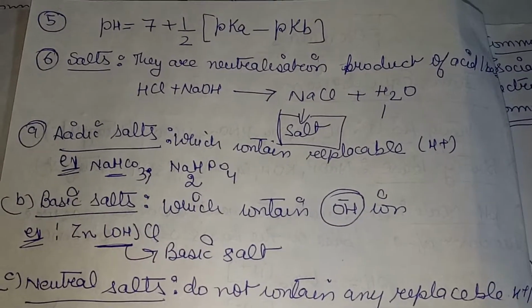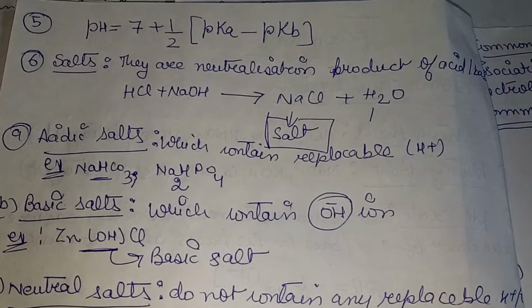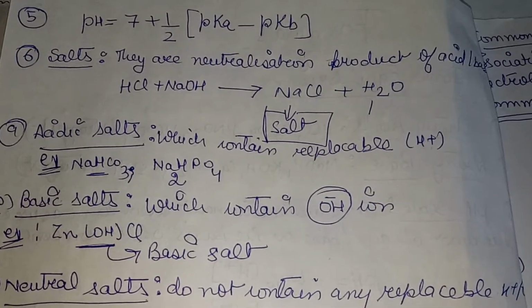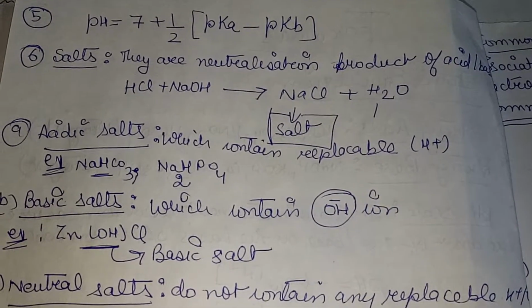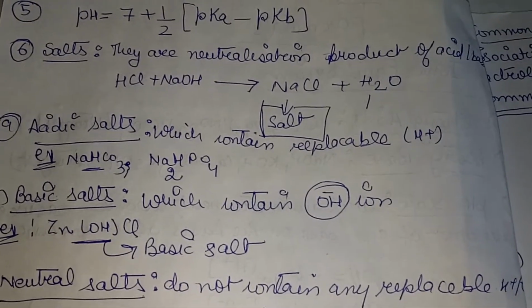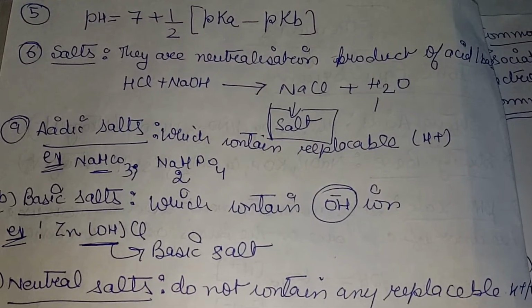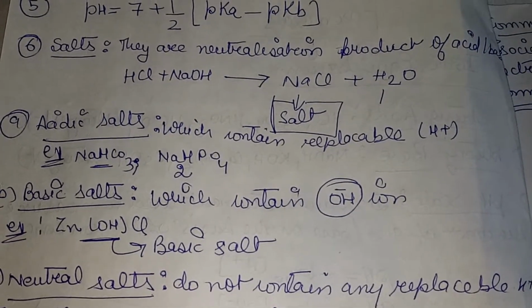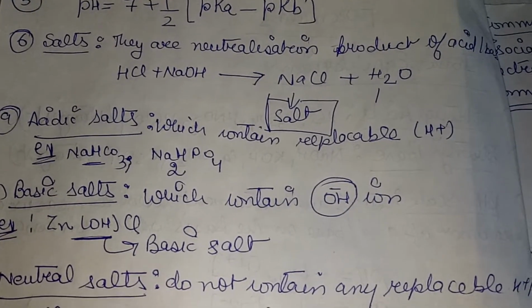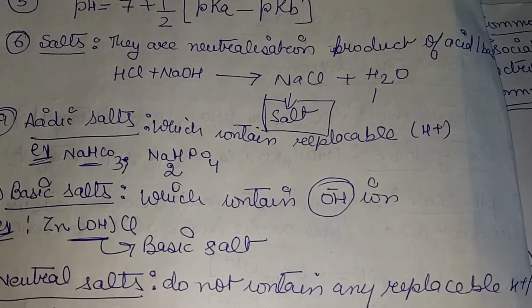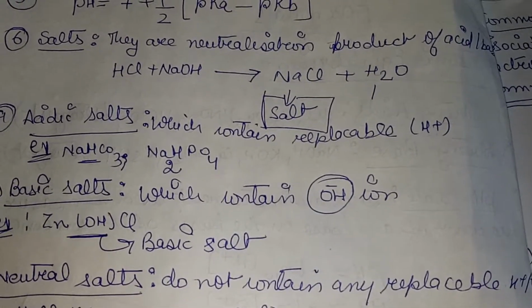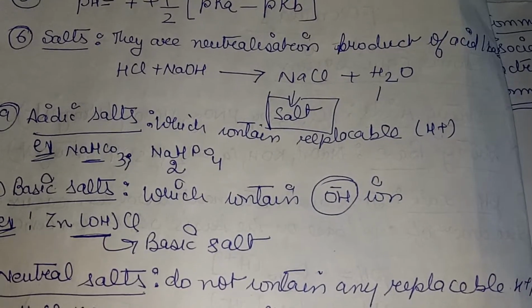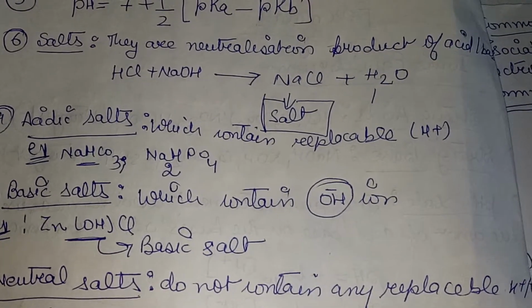Now another formula of pH is pH equals 7 plus 1 by 2 (pKa minus pKb). Now another topic of ionic equilibrium is salts. What are salts? They are the neutralization product of acid and base. HCl plus NaOH will give NaCl plus H2O.